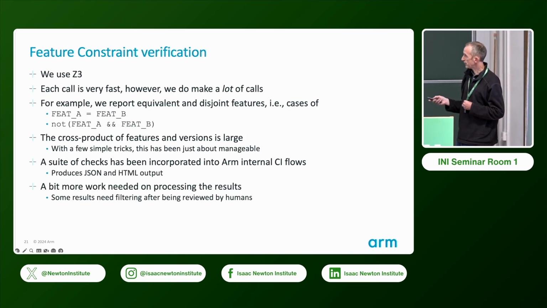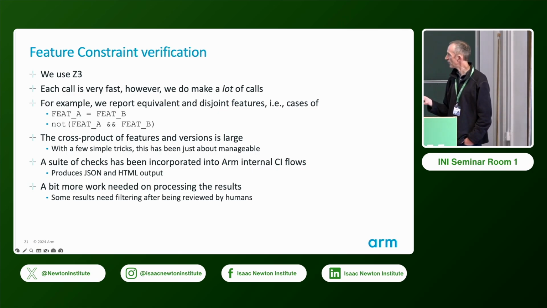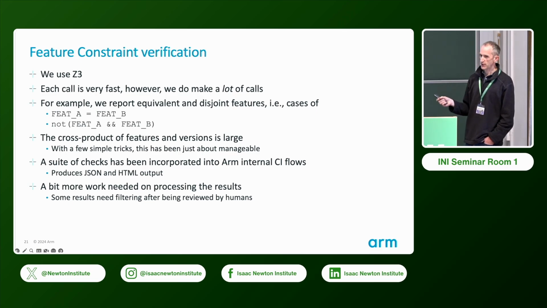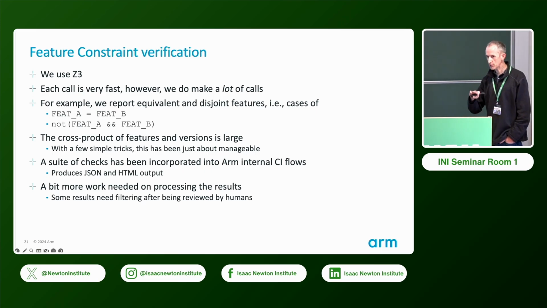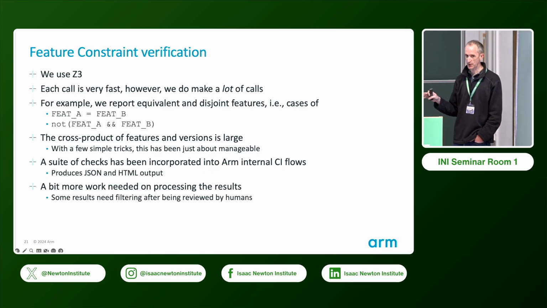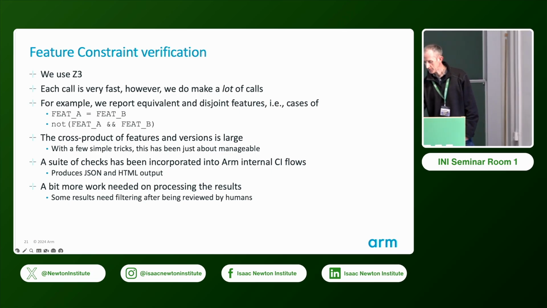We use Z3 for this. It's very fast, but we do have to make a lot of calls, in particular when trying to figure out which features are semantically equivalent to one another or disjoint from one another. The cross product, or half the cross product, is very large, so you're making a considerable number of calls. Interfacing to this is also quite important. It has to be extremely easy to integrate into CI flows, and people have to be able to interpret the results, so we produce HTML and JSON output. And I think I've managed to whiz through right there.